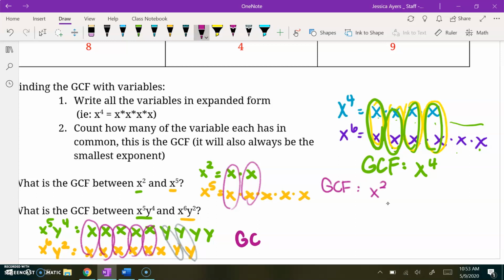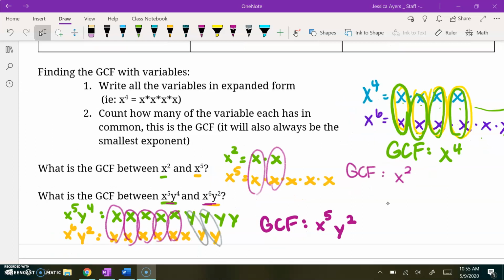So our GCF is x to the 5th, y squared. It is important to note that the x to the 5th came from the first expression, while the y squared came from the second expression. So it doesn't necessarily have to come from the same expression each time.